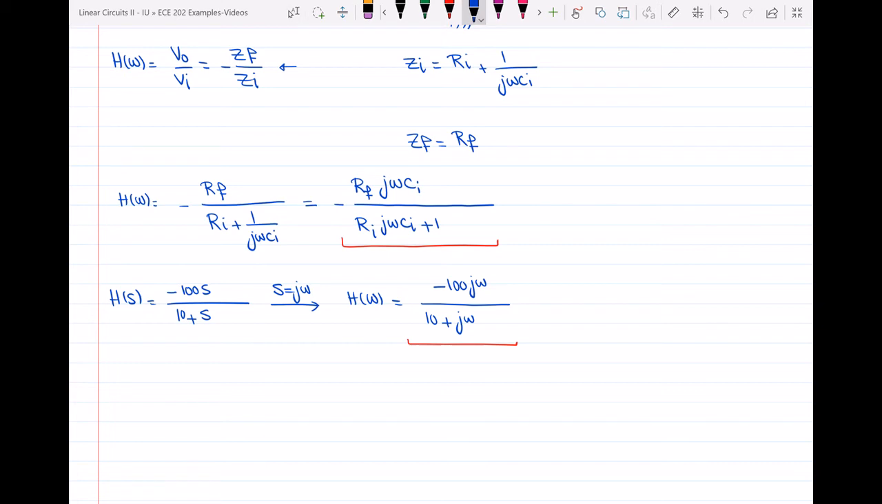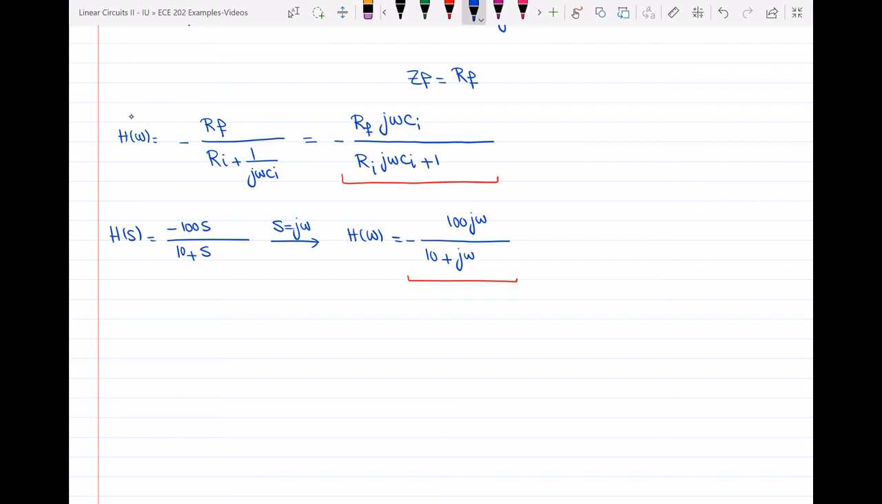The numerator is okay because I have RF CI j omega in the upper one, and down here I have 100 j omega. I'm not talking about this negative sign because in both transfer functions I have this negative sign. All right, but the denominator of the upper transfer function, you see that I have 1 plus j omega RI CI. But down here, I have 10 plus j omega. So the first thing is to make this 10 be equal to 1, and then I can compare them.